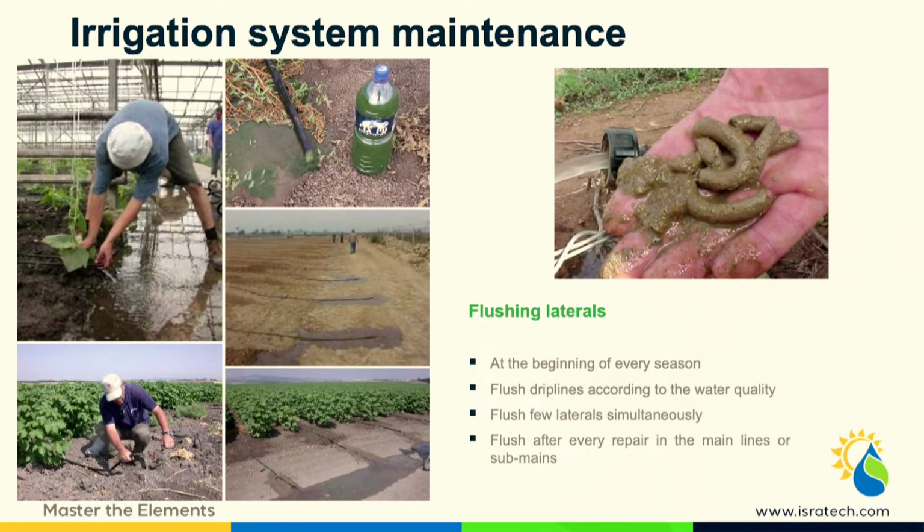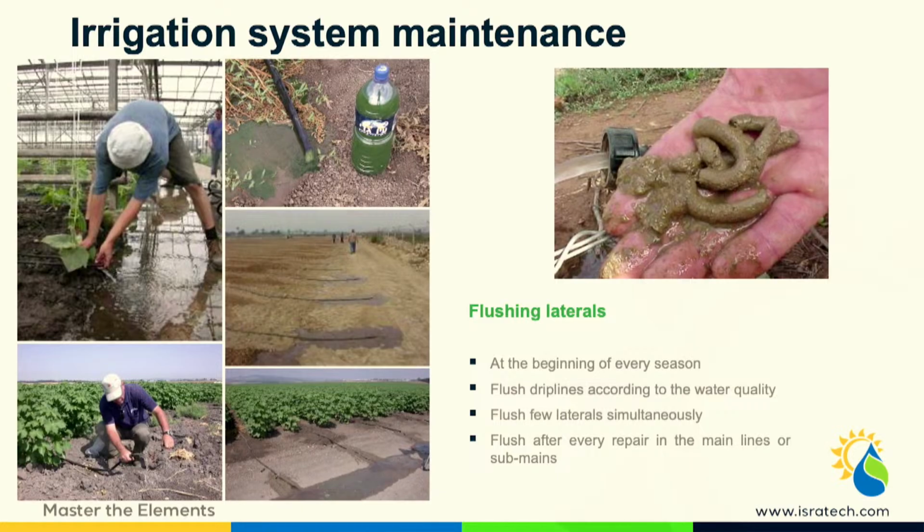We can also flush the laterals, and this is not optional. We have to flush our laterals at the beginning of every season. Of course, also flushing drip lines according to the water quality. Of course, we don't want to reach this point, okay? This material, this debris can cause the emitters to clog. So we don't want to get to that point.